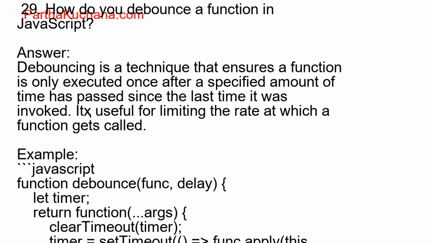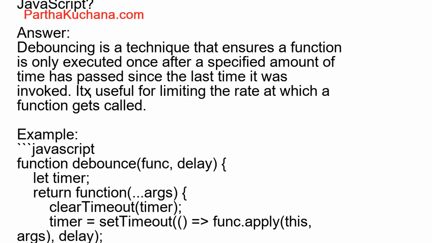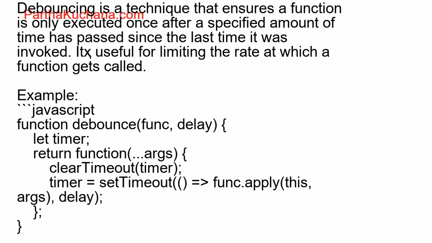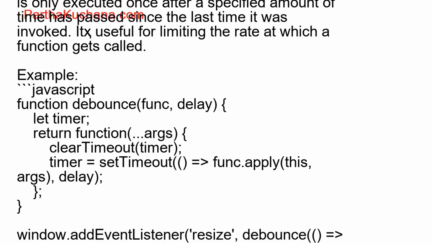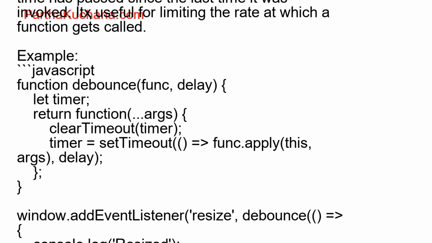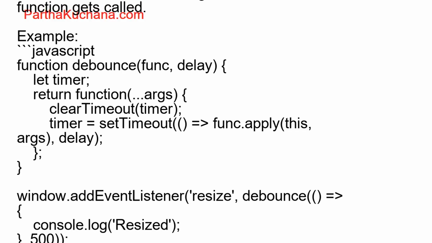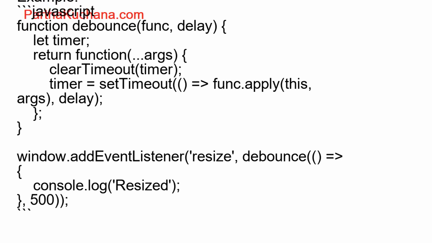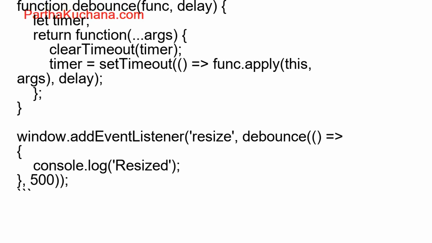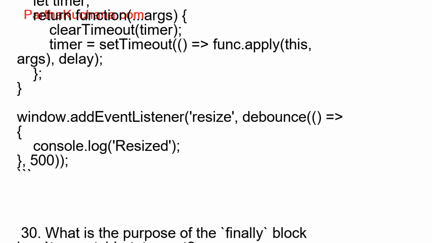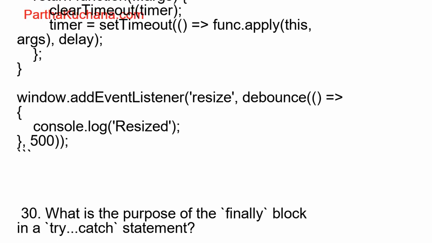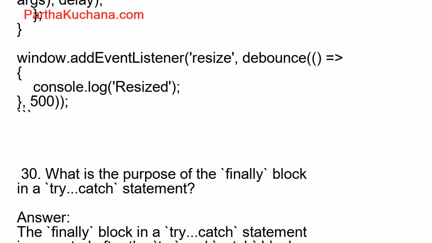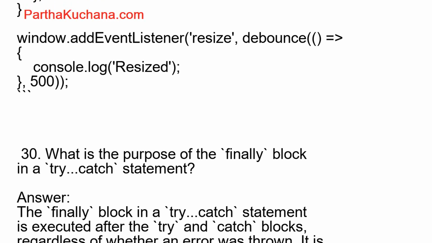31. Explain the concept of destructuring in JavaScript. Answer. Destructuring is a convenient way of extracting values from arrays or properties from objects into distinct variables. Example, object destructuring, JavaScript. const obj = { name: 'Alice', age: 25 }; const { name, age } = obj; console.log(name); // outputs Alice. console.log(age); // outputs 25.